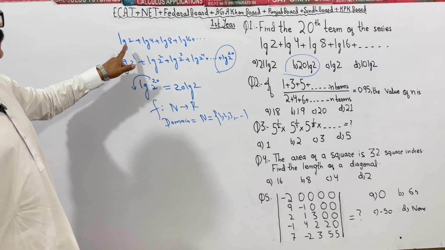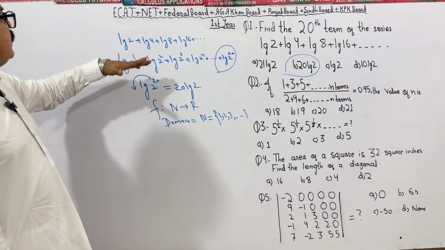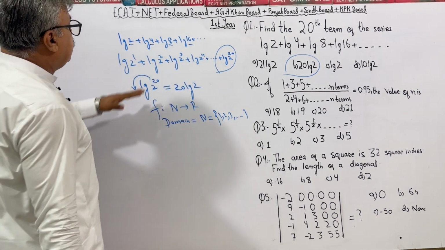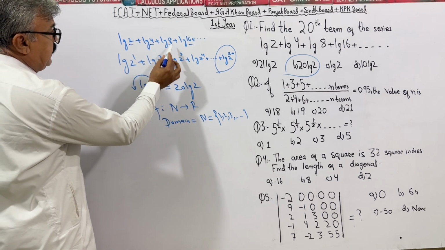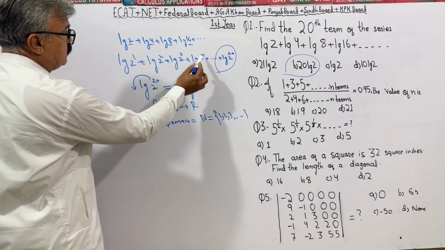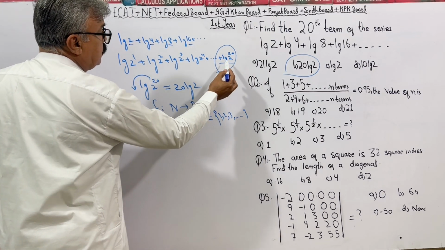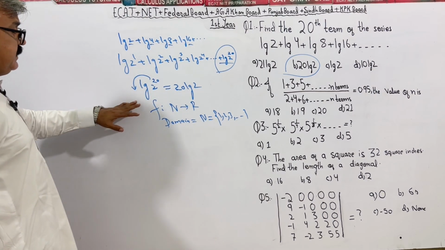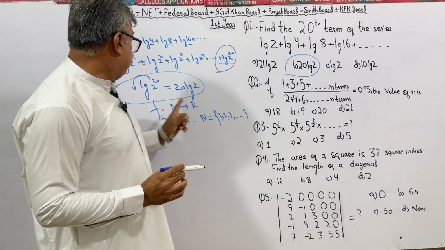Here, the first term is log 2 plus log 4 plus log 8 and so on. Just utilize 2, 4, 8, 16 and so on. They are all powers of 2. I have written 2 raised to 1, 4 as 2 squared, 8 as 2 cubed, 16 as 2 to the power 4. Now we can easily guess our 20th term: log 2 raised to 20. If we have a look at the options, that is not the case.